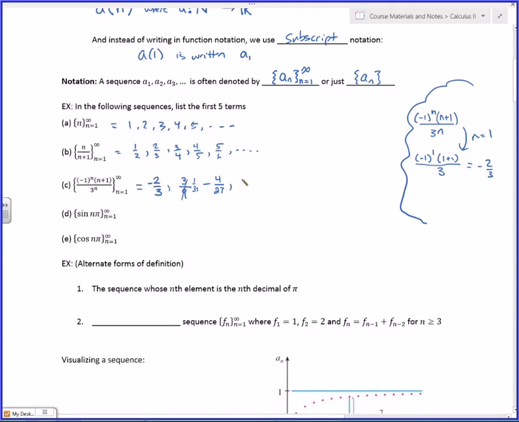The next one would be 5 over 81, right? And then 6 over 243, which actually reduces, by the way. You can take a 3 out of the top and bottom. 2 over 81, comma, dot, dot, dot.